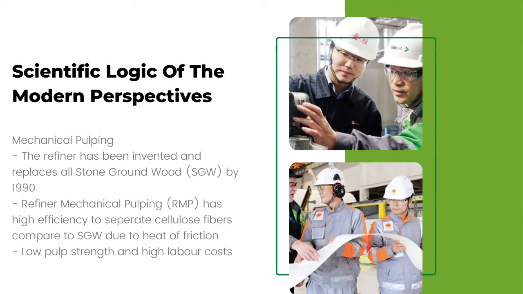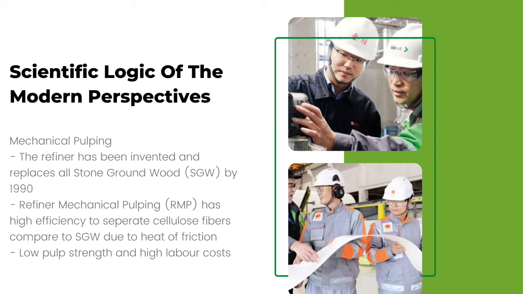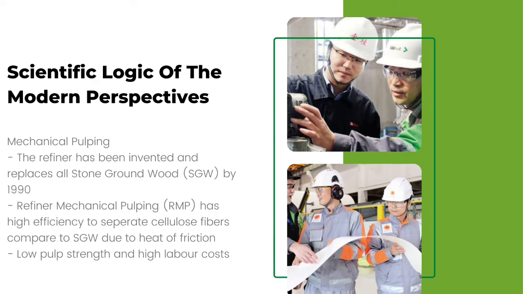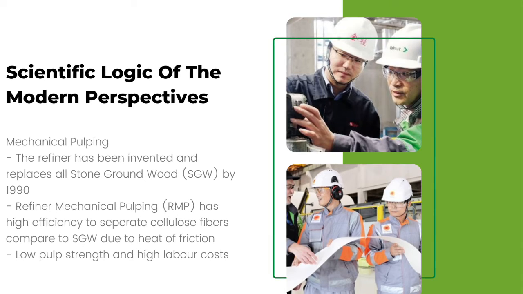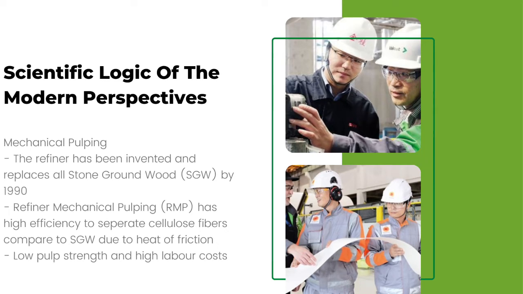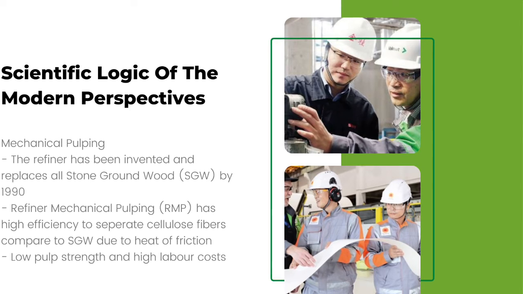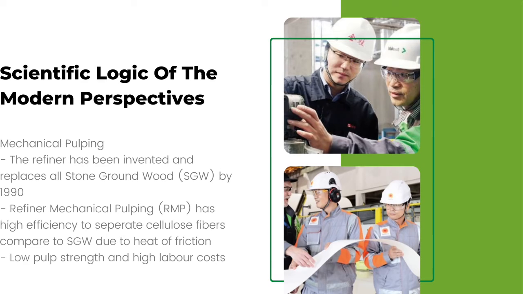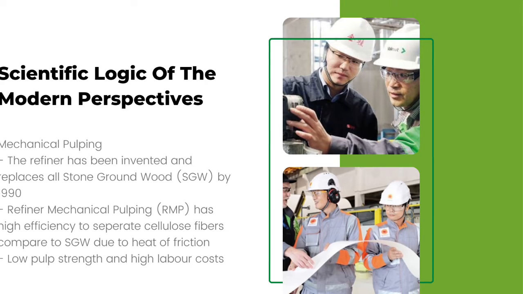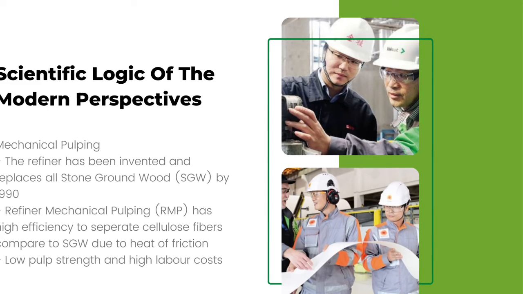Now we are looking at the last part, which is the scientific logic of the modern perspective. For mechanical pulping, at the beginning, they were using stone groundwood to remove shives, which are the fiber bundles. However, stone groundwood is not enough to separate the cellulose fibers. Then, the refiner was invented and replaced all stone groundwood by 1990 in North America. Refiner mechanical pulping has high efficiency to separate cellulose fibers due to the heat of friction, and it makes the lignin more softened. The pulp strength has decreased and the labor cost has increased due to the replacement of stone groundwood with refiner mechanical pulping.